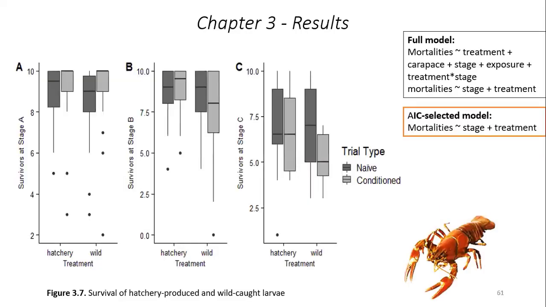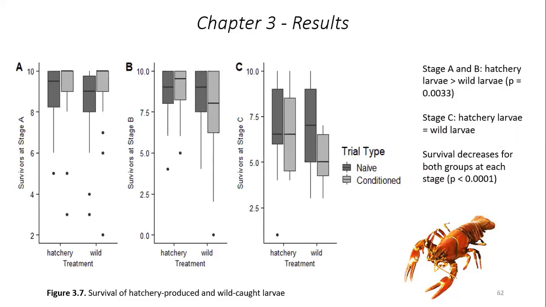And finally, here are the predation results for this experiment. So you can see in the AIC selected model, stage and treatment are both important. And here are the ANOVA results. So at stages A and B, I saw that hatchery larvae had higher survival than wild larvae. But then by the time they get to stage C, there's no longer any difference between the two treatments.